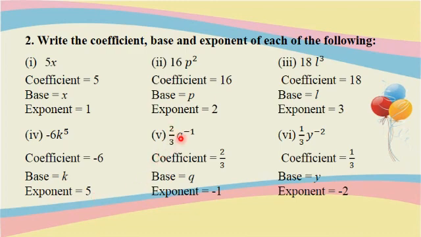2 upon 3 q raised to power minus 1. We are observing over here that our coefficient is in the form of a fraction. So we will write 2 upon 3 as the coefficient, the base is q, and the exponent is a negative number, so we will write the exponent as minus 1. Similarly, in question number 6, 1 upon 3 y has an exponent minus 2. So the coefficient is 1 upon 3, the base is y, and the exponent is minus 2.